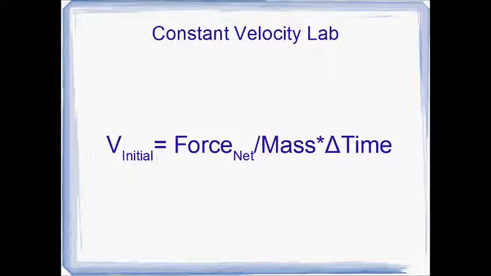This is because acceleration is equal to the change in velocity over a period of time, which would be zero since our velocity is constant. The object should maintain the same distance traveled per interval of time.